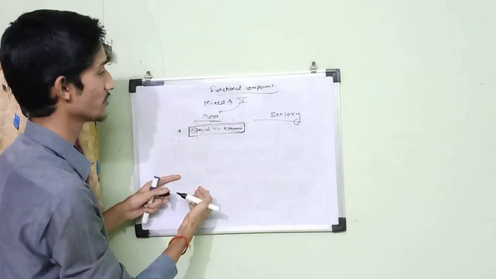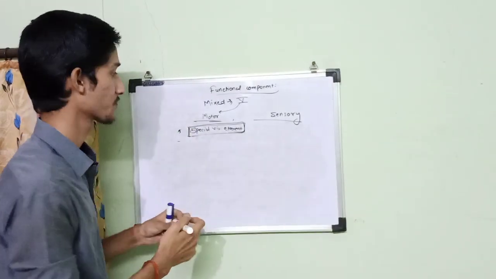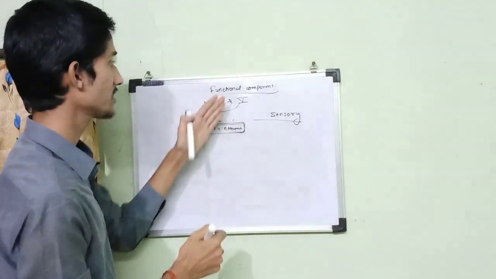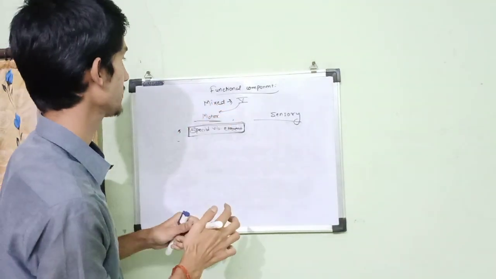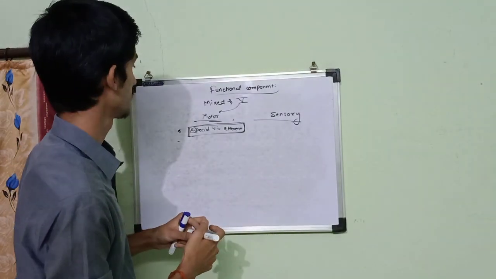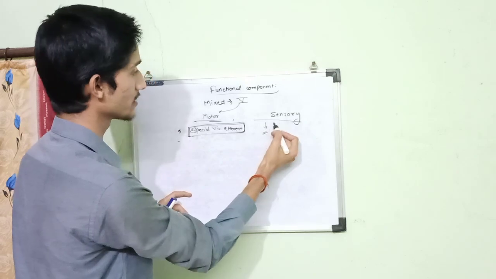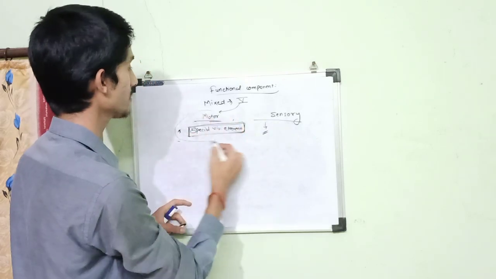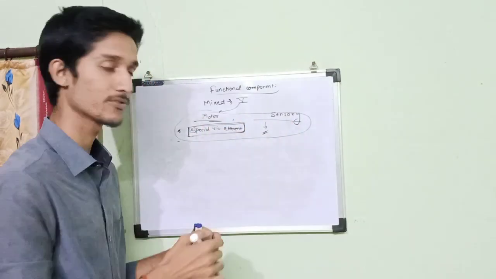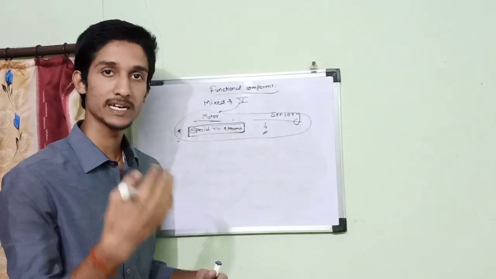Similarly, we have some more functional components. We have functional components for sensory fibers also. But in detail, we are going to study the trigeminal nerve in our next video.